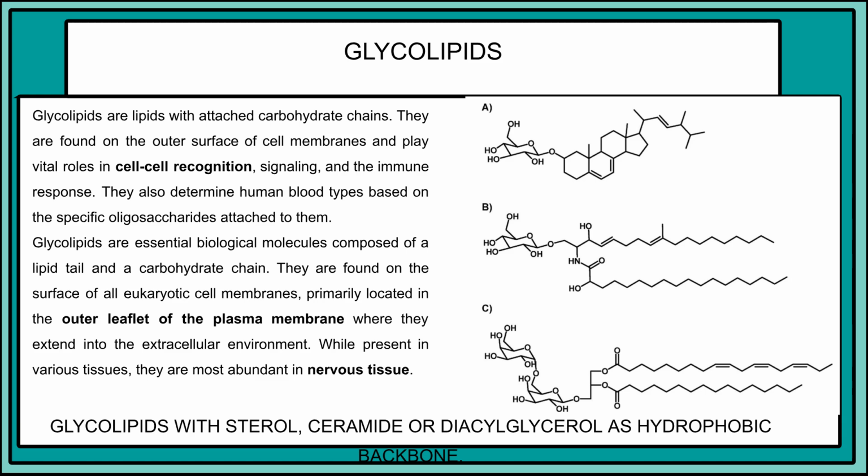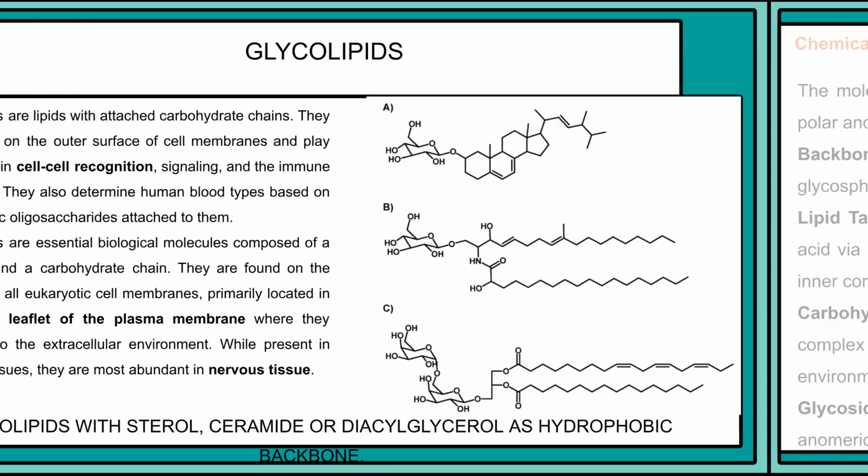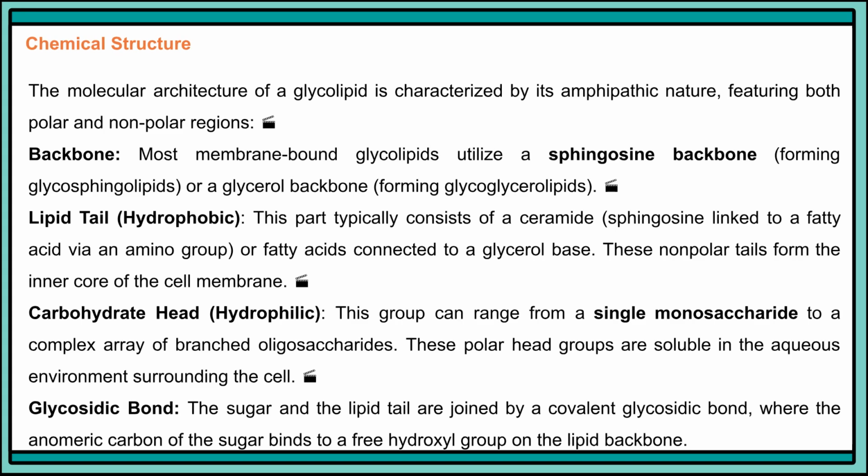Glycolipids contain carbohydrate chains attached to a lipid backbone. They are critical for cell-to-cell recognition and are found primarily on the outer surface of cell membranes. Chemically, glycolipids are characterized by a sphingosine or glycerol backbone, a non-polar lipid tail, and a polar carbohydrate head group connected by a glycosidic bond.